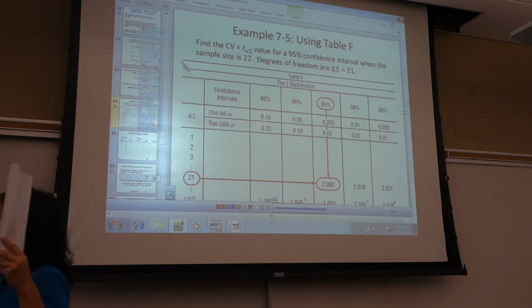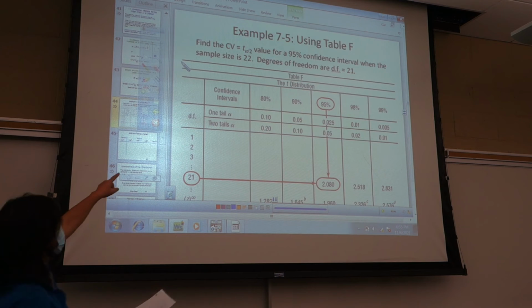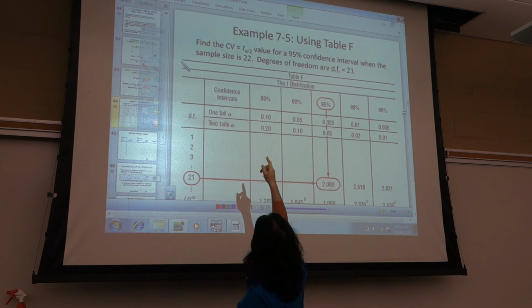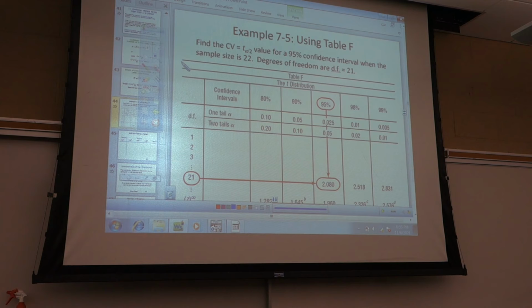That top row tells you what kind of confidence interval it is. We want a 95% confidence interval, so we want the third column. Everybody on board? Then along the side, you'll see all these degrees of freedom. If I want a sample size of 22, my n is 22. What's my degrees of freedom? 21, n minus 1. So the degrees of freedom is my n minus 1.